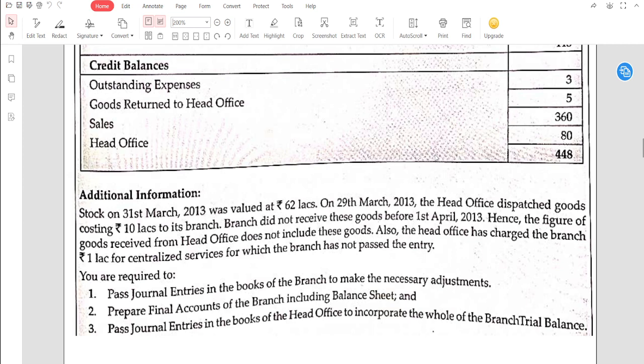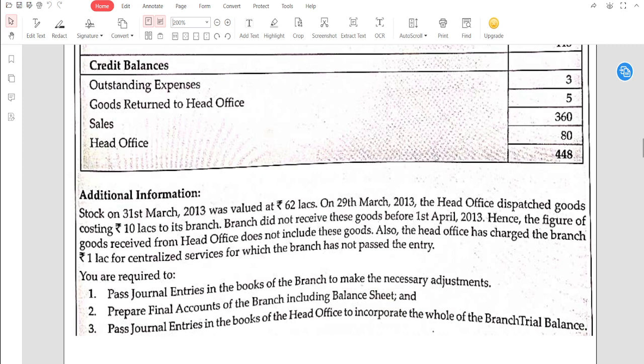Perfect. Now in the second case, the figure of the goods received from HO does not include these goods. Okay, so the HO balance that is now showing does not have the record of these goods. And also the Head Office has charged the branch 1 lakh for centralised services, for which the branch has not passed the entry. So HO also charged 1 lakh rupees from the branch, for which the branch should record 1 lakh rupees in the credit of the HO account, but it has not made it. So an expense of rupees 1 lakh should be made in favor of the head office account, in the credit of the head office account.